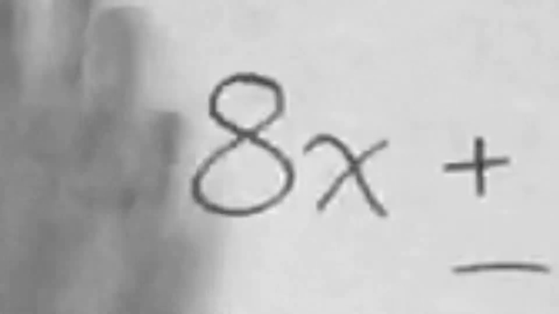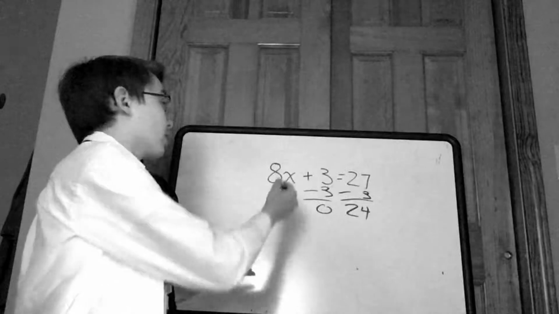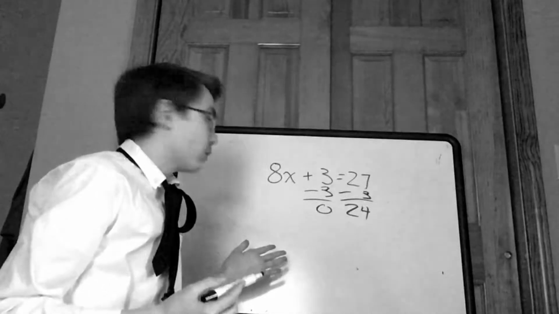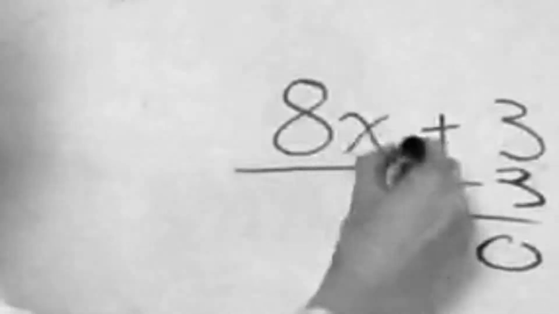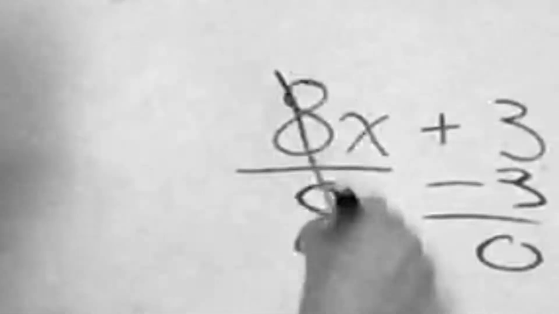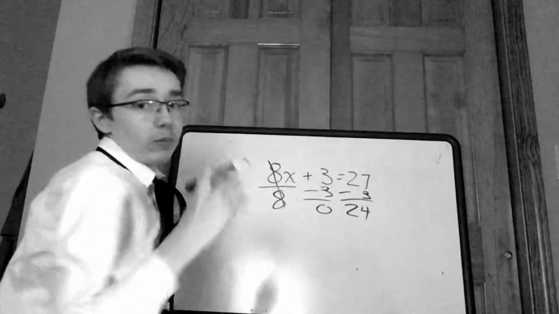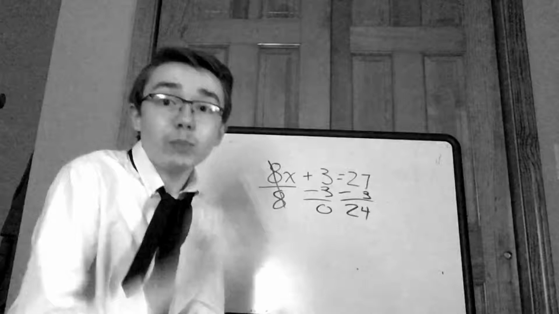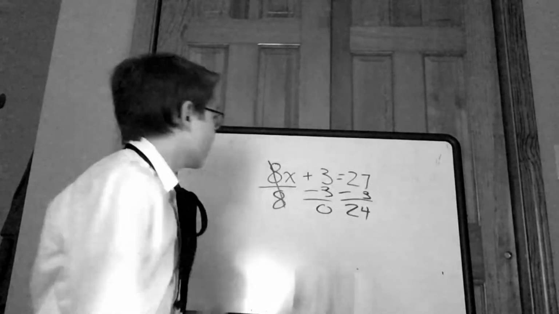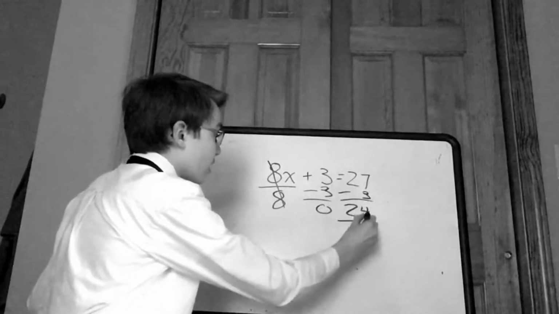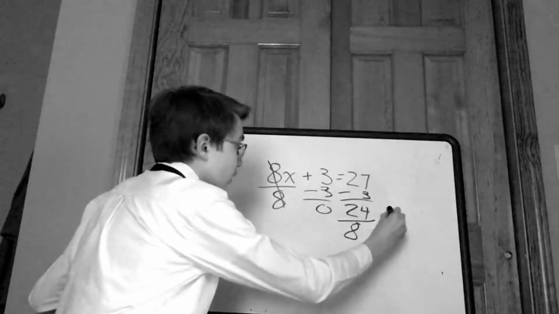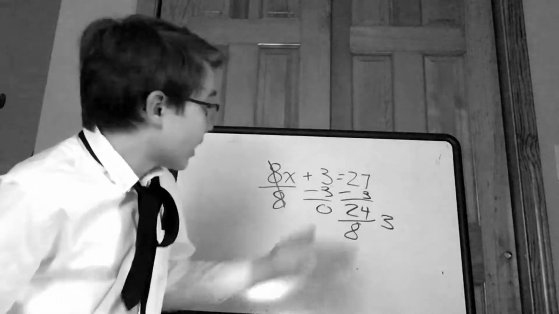Now that leaves us with 8x and 24. Now since we want to isolate the variable, we want to get rid of this pesky little 8. So we're going to want to divide 8 by itself to cancel it out, leaving us with x. And remember, what we do to one side must be done to the other. So we're going to want to divide 24 by 8, giving us 3. That's right, ladies and gentlemen, x equals 3.